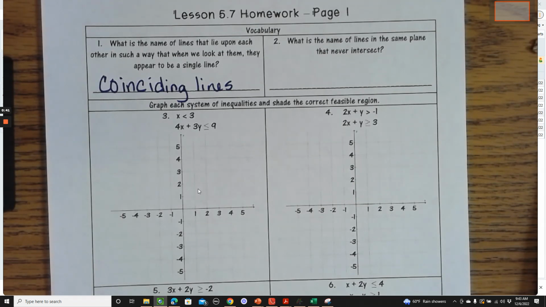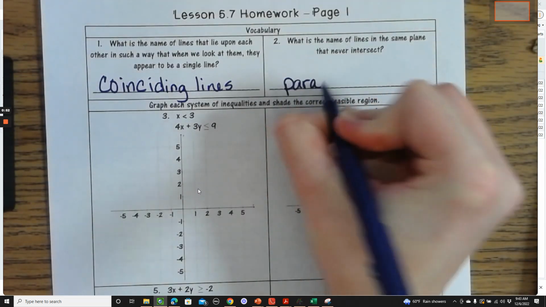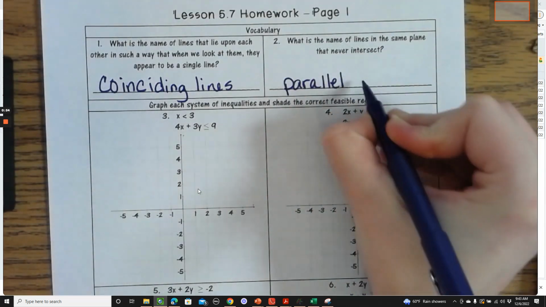So number two, what is the name of lines in the same plane that never intersect? Parallel.